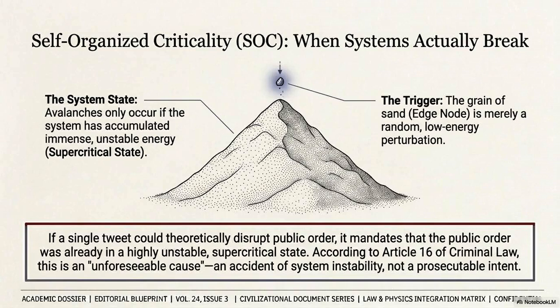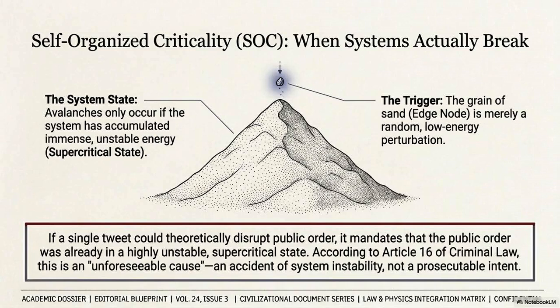Because the math proves an edge node can't start an avalanche on its own. Exactly. So if the prosecution claims his single retweet actually posed a threat of system-wide collapse, they would have to prove that the entire social media network was already in a highly unstable, supercritical state. Which is a crazy thing to try to prove. Right. They would have to legally admit that the sandpile was already perilously steep and just waiting for a spark.